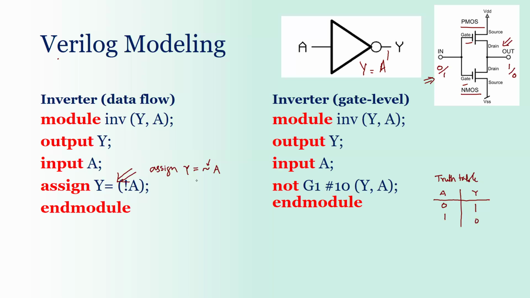Okay, now one thing that is to be noted is you have this hash 10 that indicates the delay of the logic gate. So here you have this delay of 10. The unit is not given, so the unit has to be specified in the code somewhere. We have done that in our previous module. So let's say 10 nanosecond is the delay.